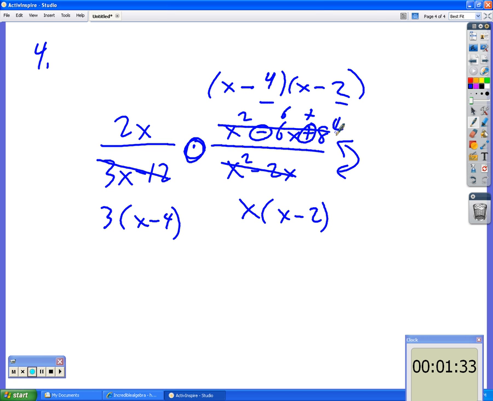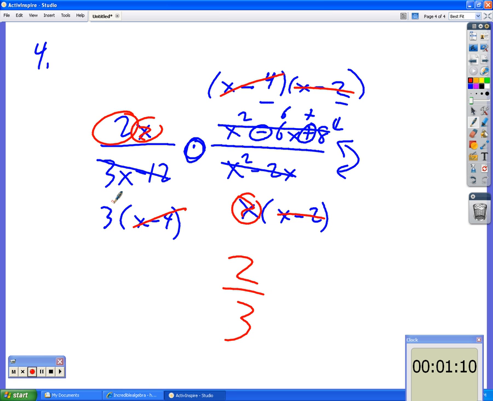So that cancels. Now what actually cancels here? X minus 4 cancels with x minus 4. X minus 2 cancels with x minus 2. This x cancels with this one. So what's left in the whole problem? 2 on top, 3 on the bottom, from here and from here. And my answer is 2/3.